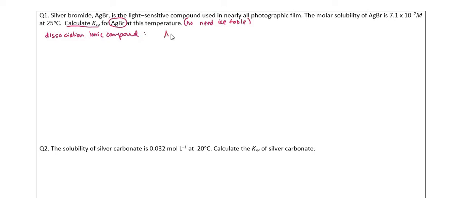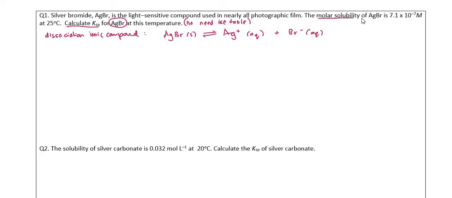For this case, AgBr solid. Why do I use the reversible arrow? Because in this solubility equilibrium we focus on forming a saturated solution. What is meant by a saturated solution? The solid and aqueous exist in equilibrium, a balance between the amount of solid and the amount of aqueous, dissolved and undissolved. So it produces its ions, Ag+ aqueous and Br- aqueous.